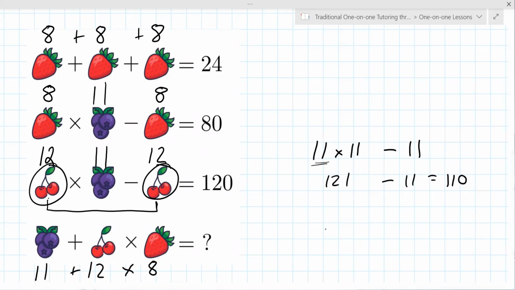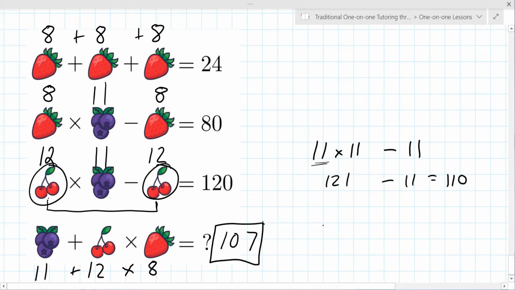What does order of operations tell you? You have to add first. Multiply first. Multiply. 8 times 12, so that's 96 plus 11 is 107. Great. All right.